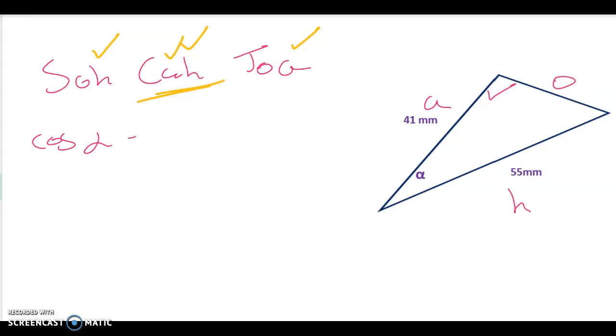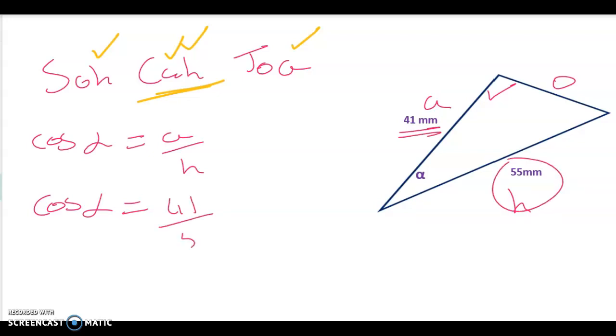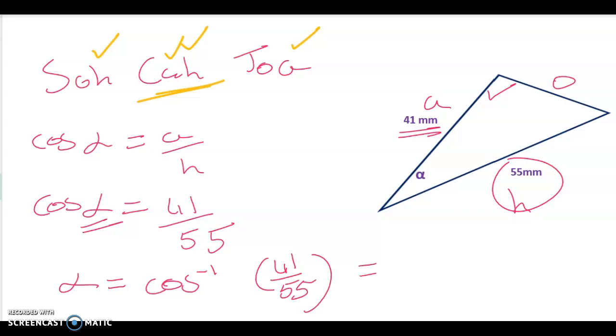Cos of alpha is equal to adjacent over hypotenuse. Cos of alpha, the adjacent is 41. The hypotenuse is 55. And as before, to get alpha on its own, we have to do the inverse. Alpha is equal to cos inverse of 41 over 55. So second function, or shift cos, my bracket button, 41 over 55 is equal to 41.8 degrees.